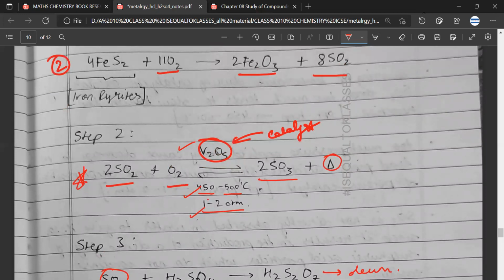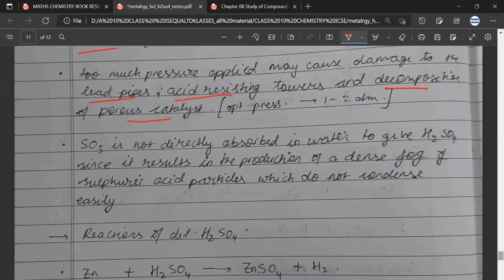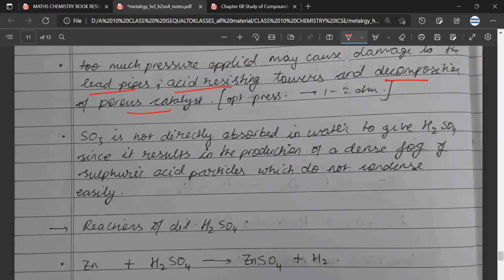You have to write it down. You cannot write it without the sufficient information.